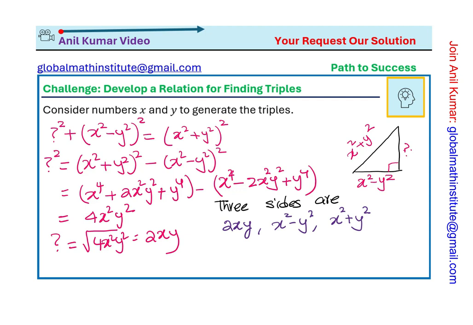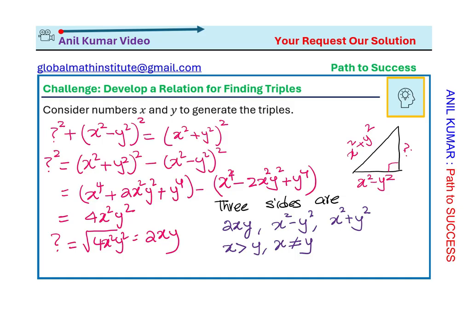Now, there are definitely some restrictions here, because there's x square minus y square, and the side cannot be 0. So we are taking x to be greater than y, and x is not equal to y. Now, how does this formula work? I would like you to make a table of values, putting different values for x and y, and check for yourself. Do you get the Pythagorean triples? Check it for yourself.